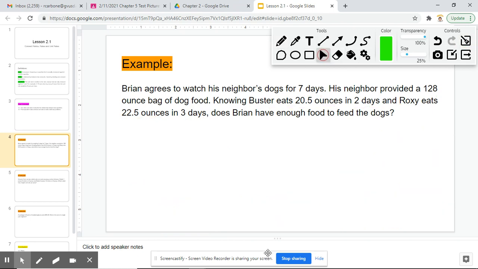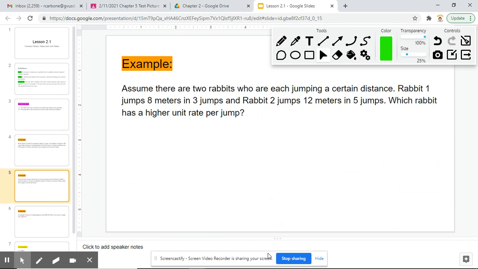All right, let's look at another example here. For our next one, we're going to assume that there are two rabbits who are each jumping a certain distance. Rabbit 1 jumps 8 meters in 3 jumps, and Rabbit 2 jumps 12 meters in 5 jumps. Which rabbit has a higher unit rate per jump?